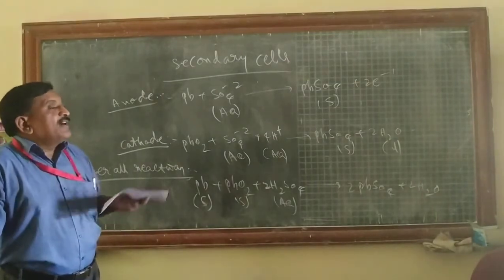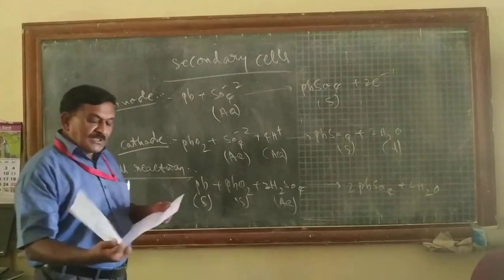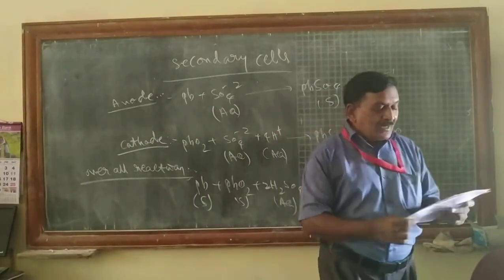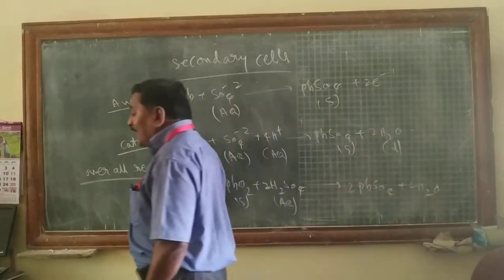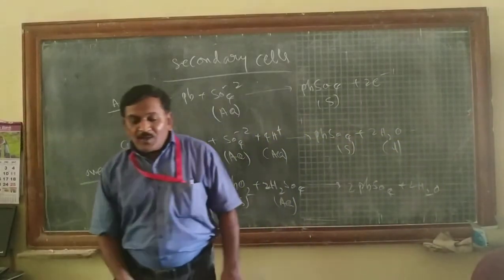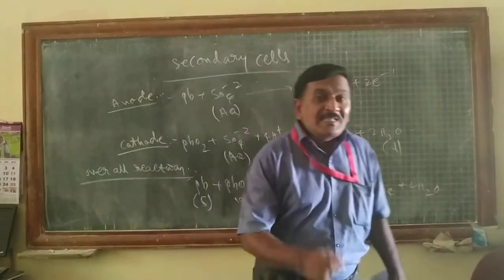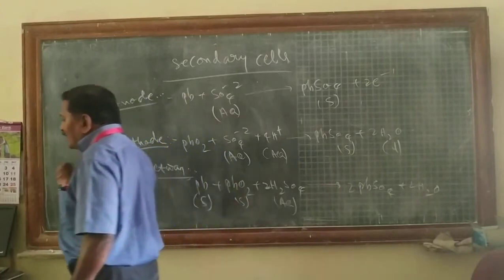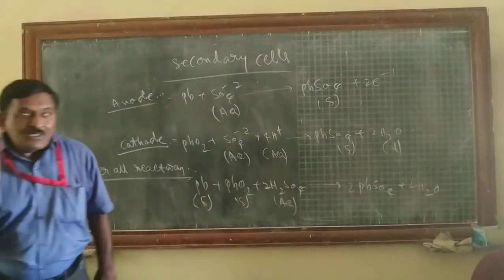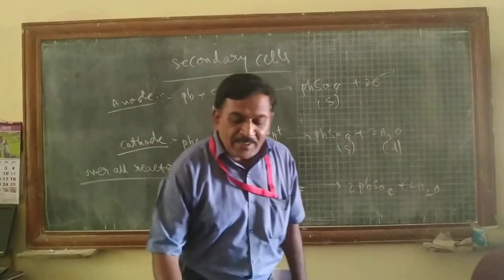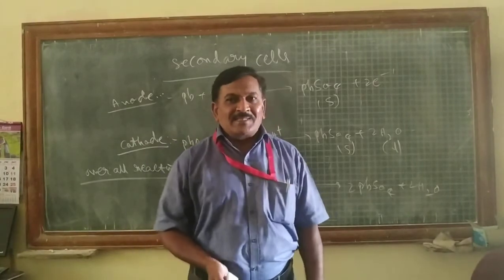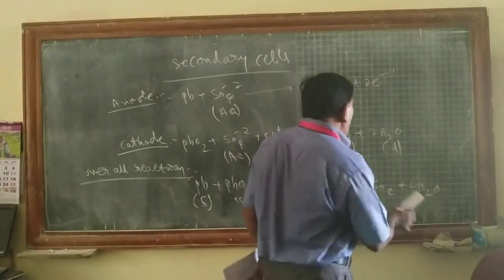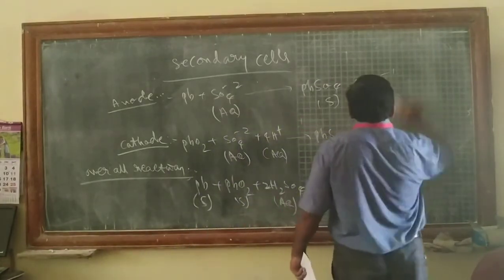In the primary cells, we can use zinc, and the second one is manganese. But here the lead storage batteries are important. These batteries will be used for a long life. Charging and discharging will be continuous. So these are called secondary cells, the secondary batteries. These batteries are used in automobiles as well as inverters.